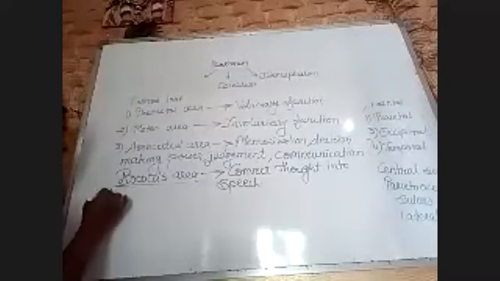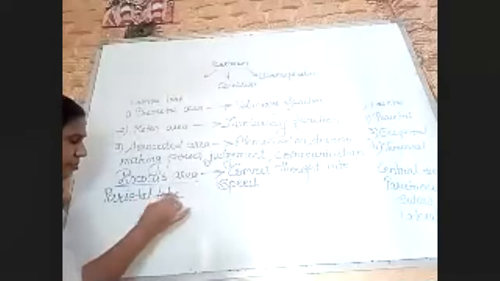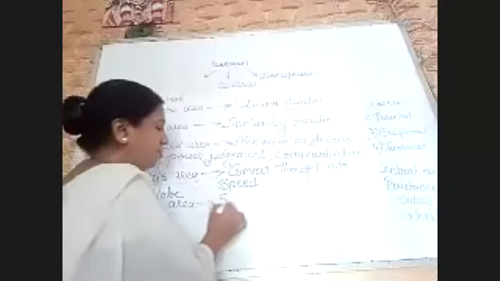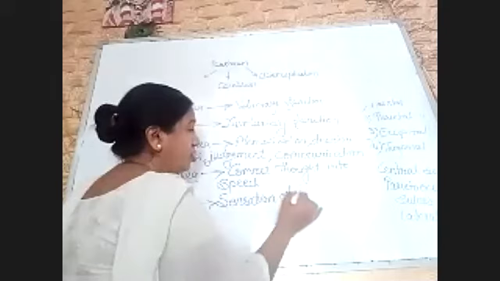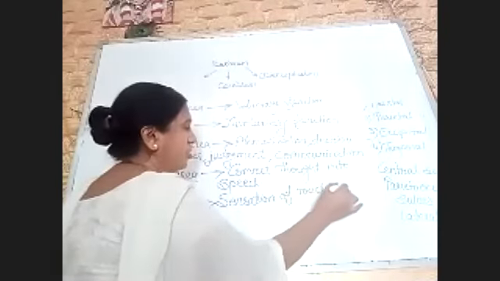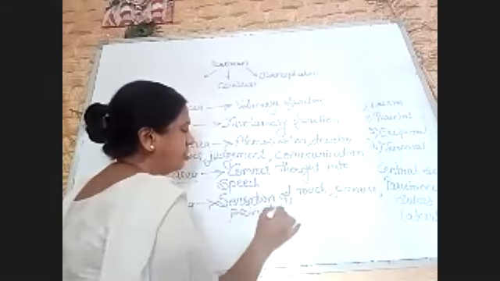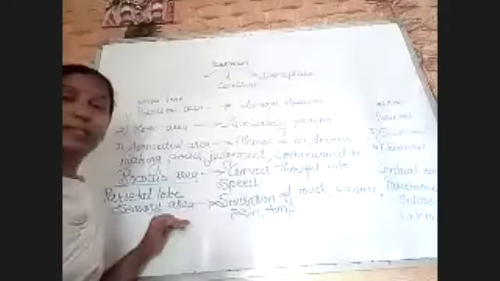Okay, the next is parietal. In the parietal lobe, the sensory area is present. Okay, so sense of what? So sensation of touch, pressure, pain, and temperature, that gets controlled in these sensory areas.